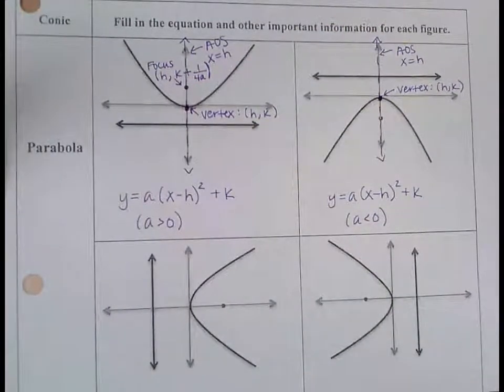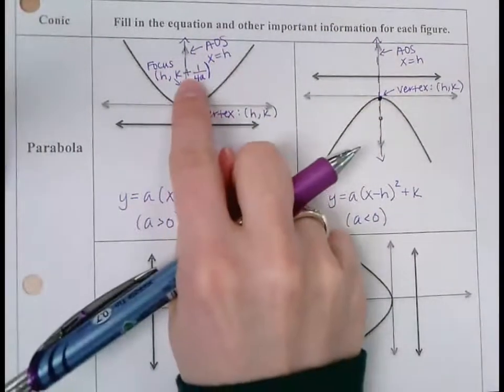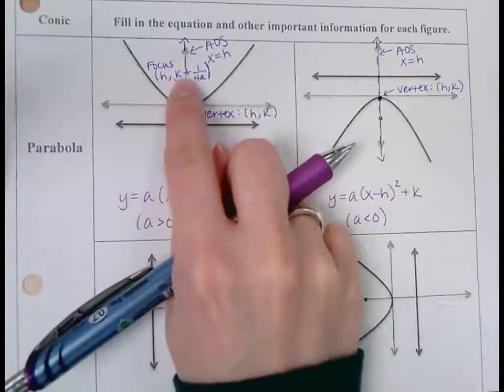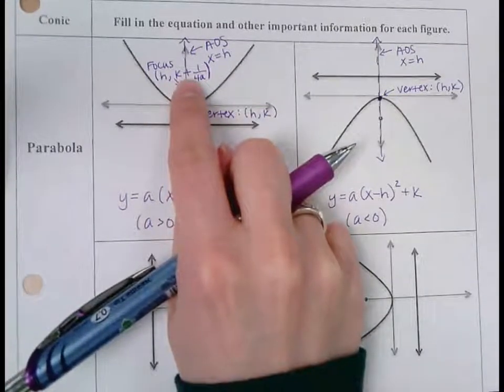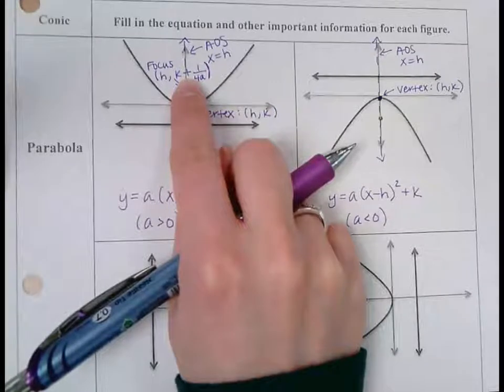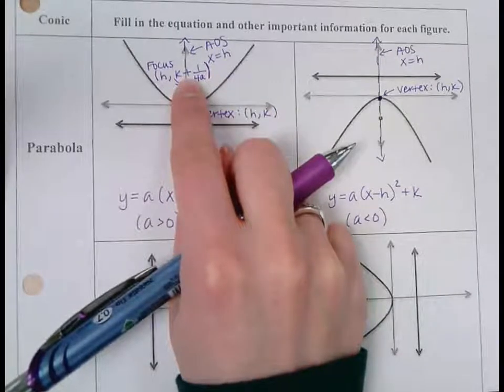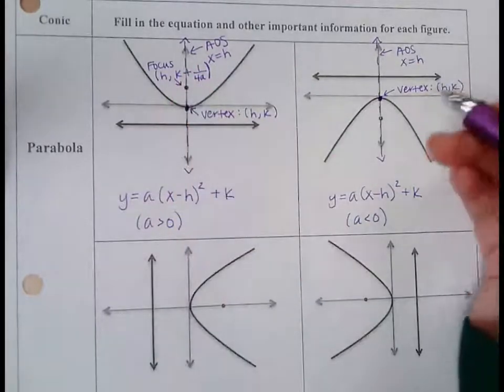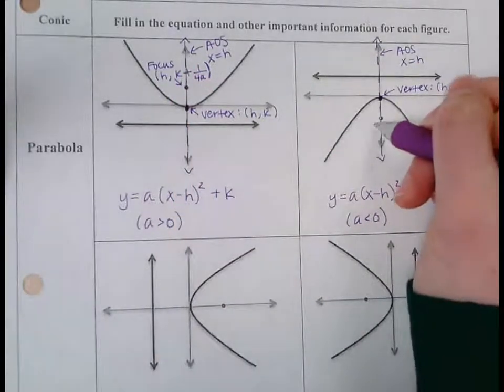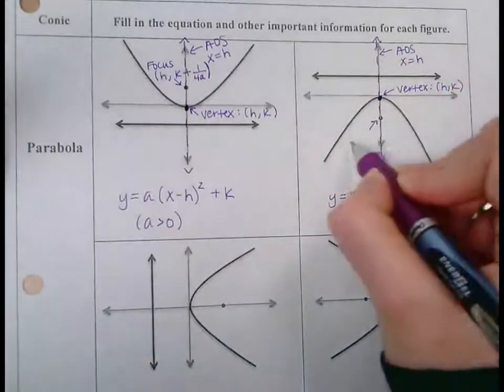So I'll say that again, and anything up here, if you can't read what it says, please ask me so you can fill it in correctly. So the x coordinate is h, y coordinate is k plus 1 over 4a. That entire expression is the y coordinate, and I'll label that on the other one as well.